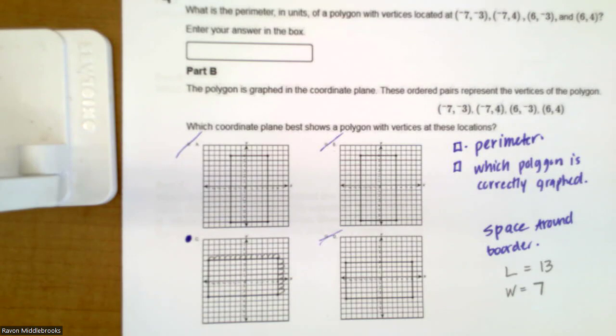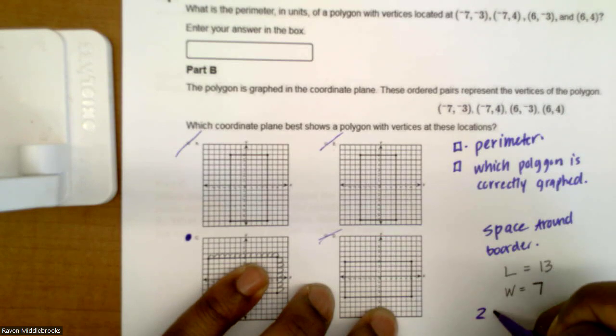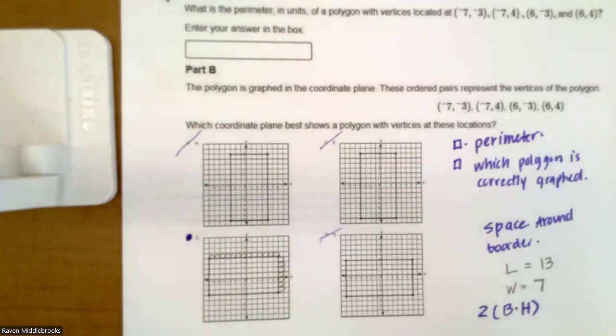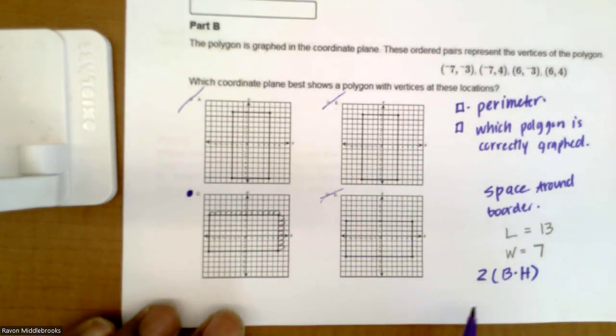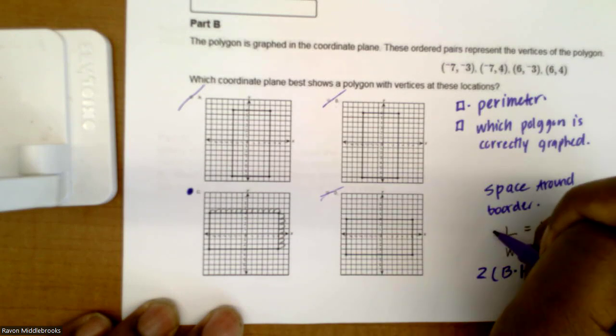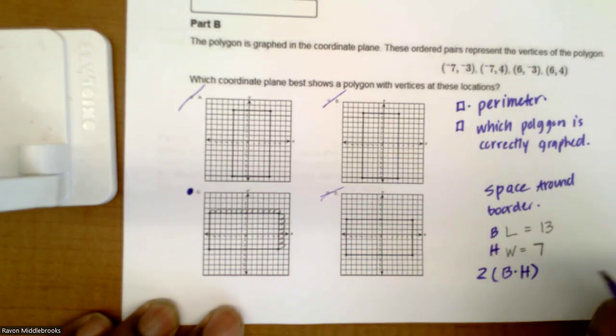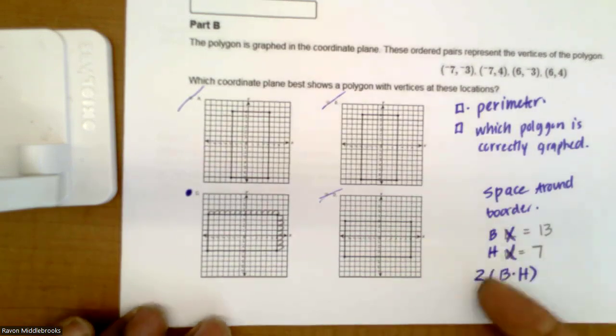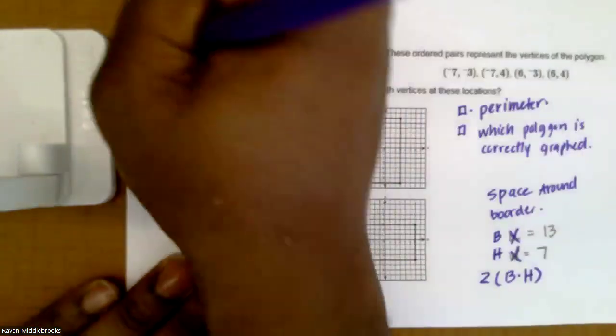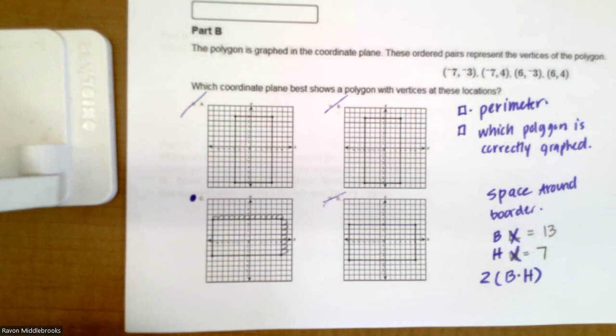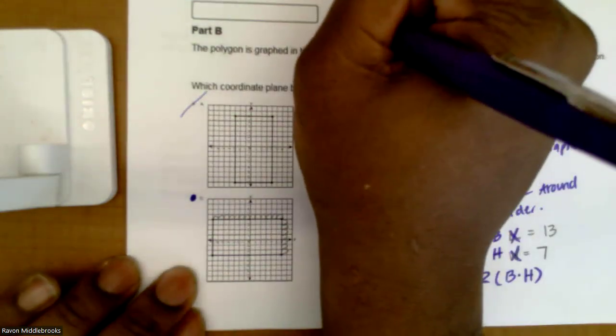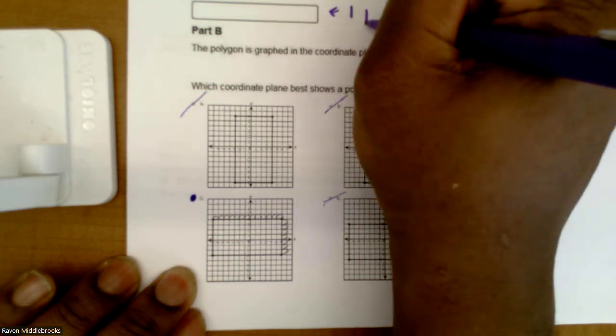And the expression for the perimeter is 2 times base plus height. Okay? So once you use this expression, you have the base, you have the height, and solve it. This is worth 1 point.